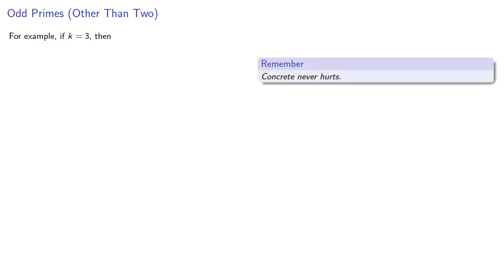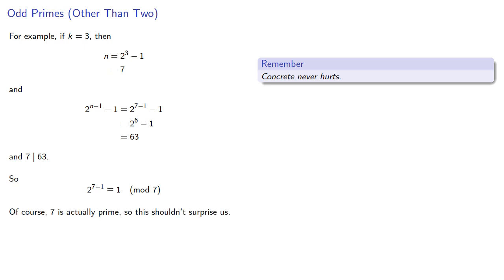For example, if k equals 3, then n is 2 to the third minus 1, that's 7, and 2 to the power n minus 1 is 63, and so 7 divides 63, and 2 to the power 7 minus 1 is congruent to 1 mod 7. Of course, 7 is actually prime, so this shouldn't surprise us. To get a pseudoprime, we need n to be composite.